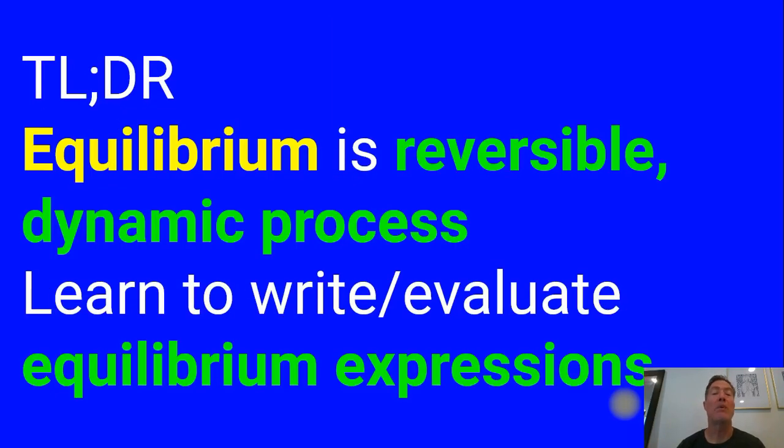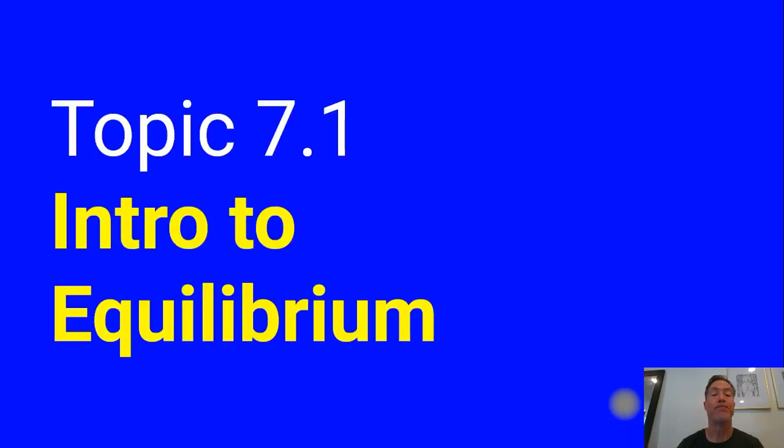All right, so the bottom line, equilibrium is a reversible dynamic process. That means it can go in both directions. So we're talking about reactions where the reaction can go in the forward direction, and it can also reverse and proceed in the opposite direction. And what happens at equilibrium is that those processes happen simultaneously at equal rates. We're going to learn to write and evaluate equilibrium expressions.